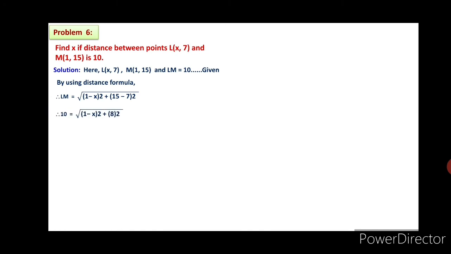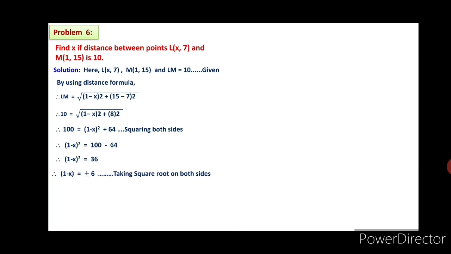Therefore, we get that LM distance 10 is equal to the square root of (1 minus x) squared plus (this 15 minus 7 is 8) squared. Therefore, squaring on both sides, 100 is equal to (1 minus x) squared plus 8 squared, and the square of 8 is 64. Therefore, (1 minus x) squared is equal to 100 minus 64, that is 36. Taking the square root on both sides, you are getting 1 minus x is equal to plus or minus 6.